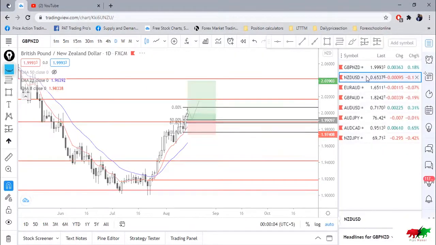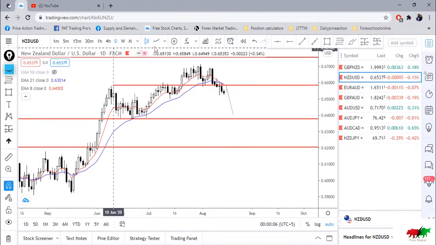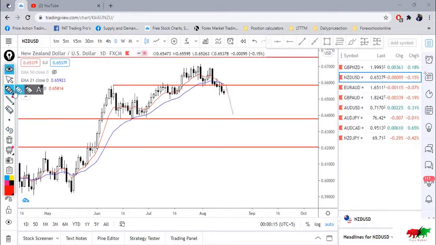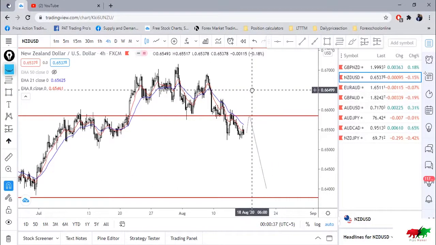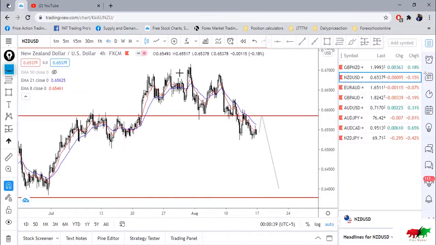Next we have NZDUSD. We can see that on the daily we have just taken out that support area, as you can see here. What I'm anticipating is that market will come once again to this area of old support, a new resistance, and then it will go for the downside movement. If we go to the 4 hourly, we can see that it is making lower lows and lower highs. So let's see how the market will unfold here. Okay, so this is the analysis for NZDUSD.